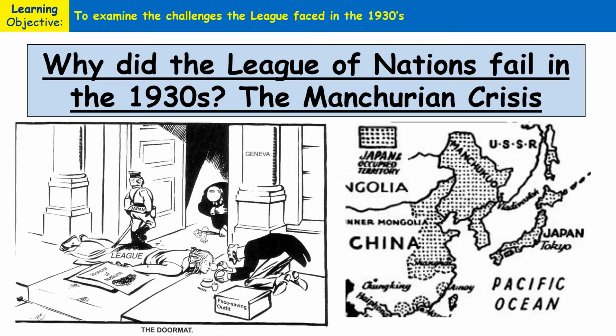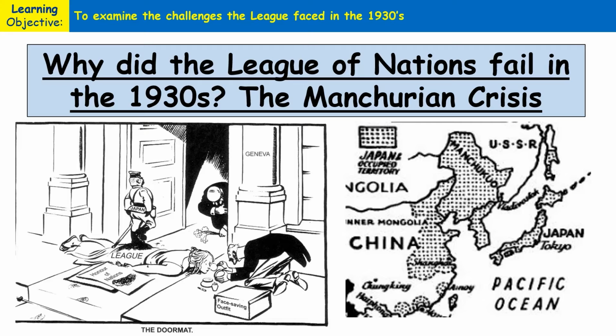So during this session we're going to be looking at another example of a failure of the League of Nations. This was an event that took place from the early to mid 1930s, and in fact it links in with the start of the Second World War. Now this session is part of the GCSE AQA history specification and is essentially a case study on why the League of Nations failed in the 1930s.